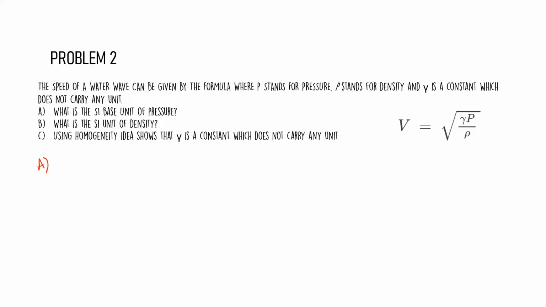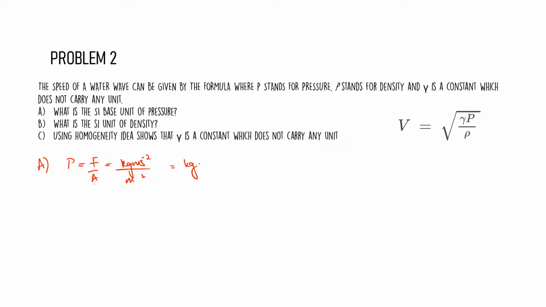Now, if you've seen the last video or the last lesson on this chapter, you will know how to figure this out. Just take any equation which has pressure in it. I'll take P is equal to F over A. Now F, in SI units, is kg meter per second square, and area is meter square.